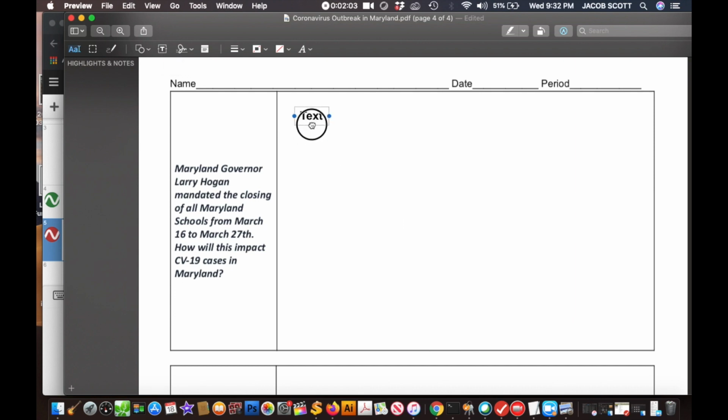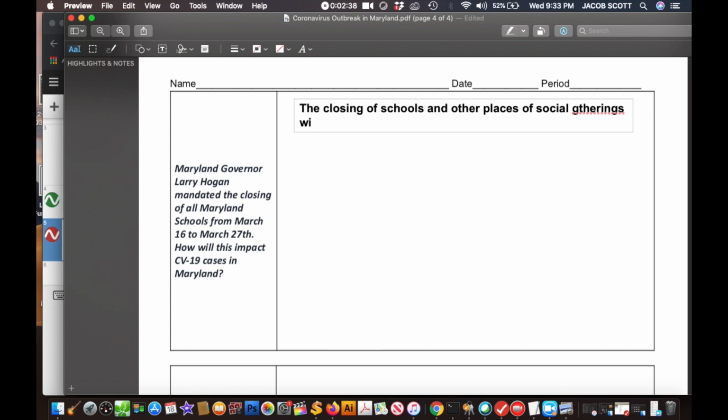So that's why they've also closed restaurants and bars. Because people don't want to stay inside, they want to get out. But the reality is, the more you get out, the more problems you cause. The closing of schools and other places of social gatherings will limit the amount of transmissions.